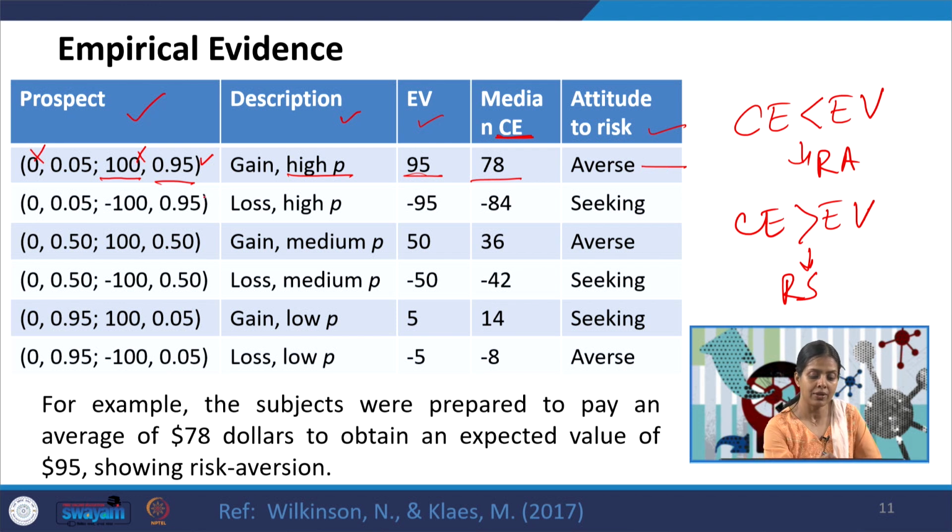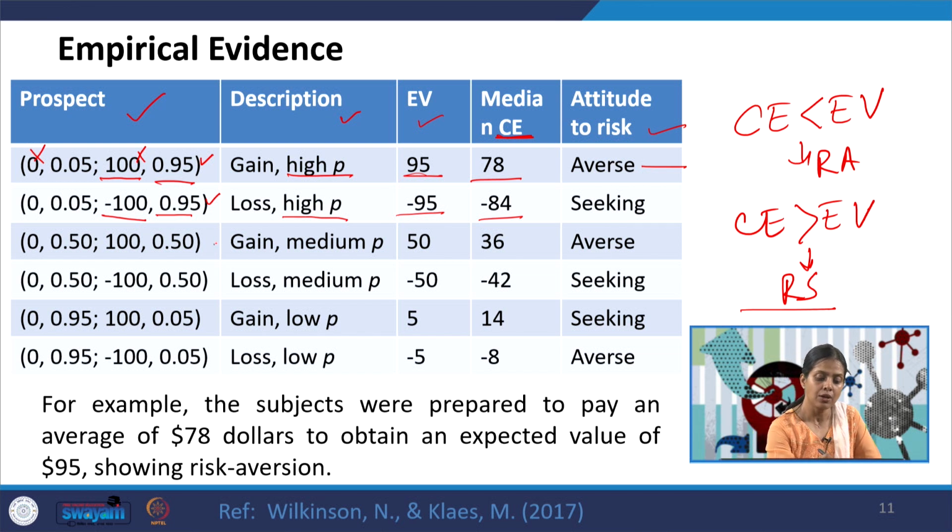Now, in a similar fashion, if we consider the negative of that prospect where one loses 100 with a probability of 0.95, then again the loss probability is high. The expected value is minus 95, the certainty equivalent is minus 84, which means there is risk seeking since certainty equivalent is greater than expected value.